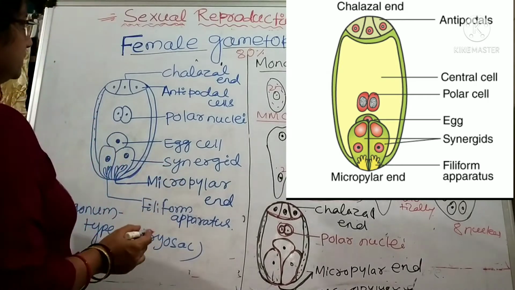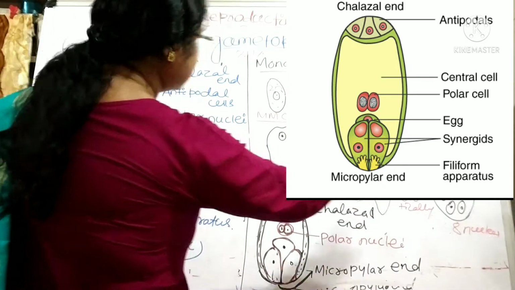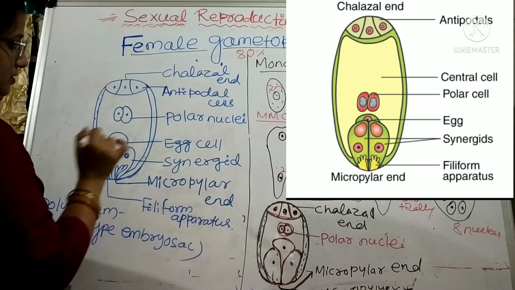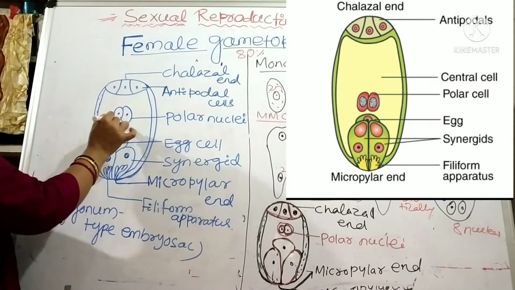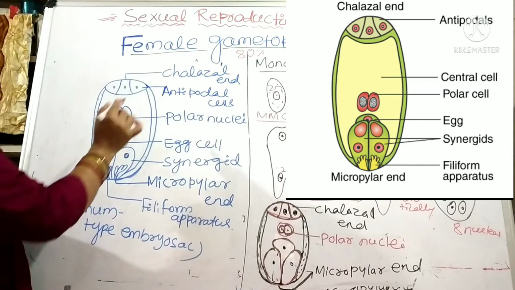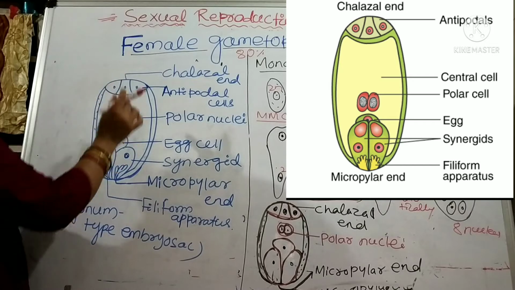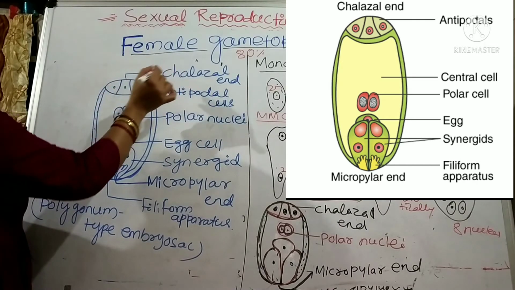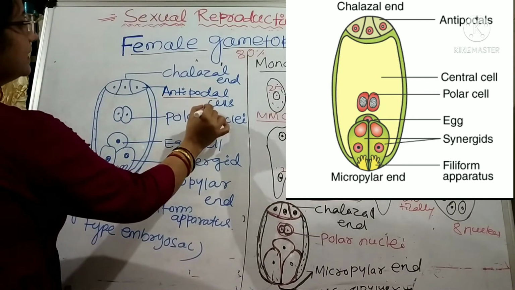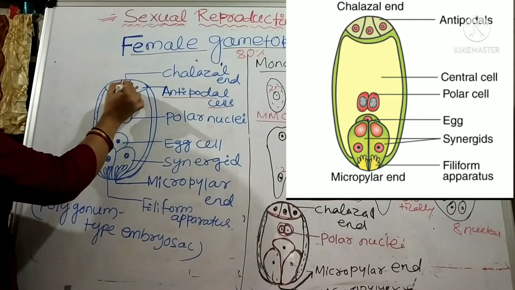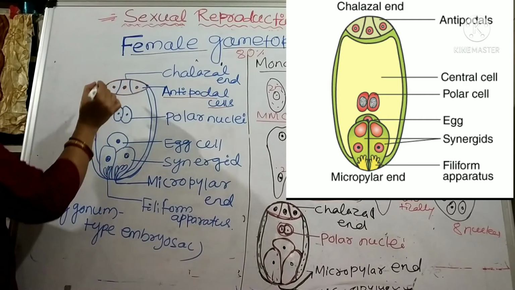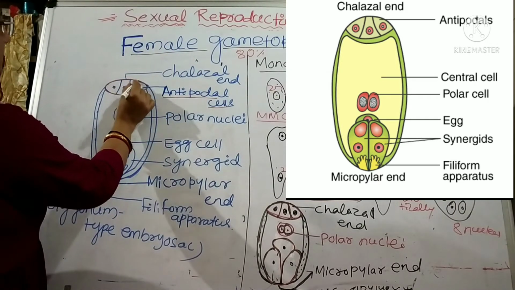See here, out of 8 cells, 3 move towards the chalazal end, 3 move toward the micropylar end, and 2 remain attached in the center of the cell. Okay, the nuclei which move towards the chalazal end are covered with cytoplasm, forming the antipodal cells. The 3 cells present at the chalazal end are known as the antipodal cells.